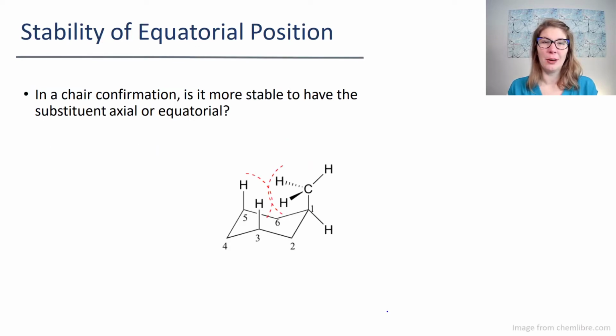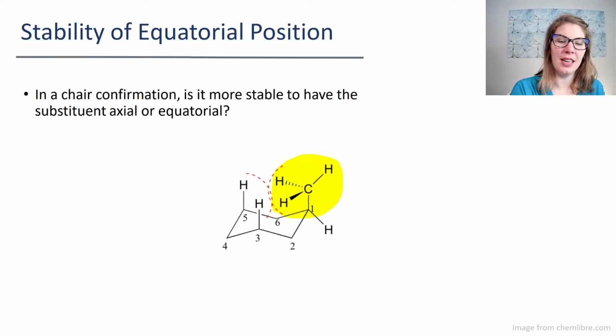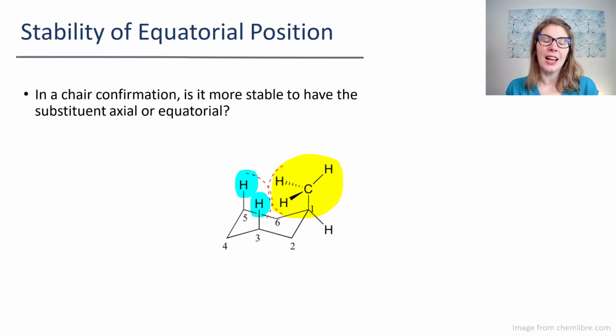Let's talk some more about that equatorial position and why it's so special. We drew some methyl cyclohexane on the earlier page. And if I look at the chair conformation here for methyl cyclohexane, notice how I have that methyl group that has a pretty big electron cloud because it's got a whole bunch of atoms. And then there is a hydrogen here and a hydrogen here. These electron clouds are getting too close to one another. And this is a type of steric strain.